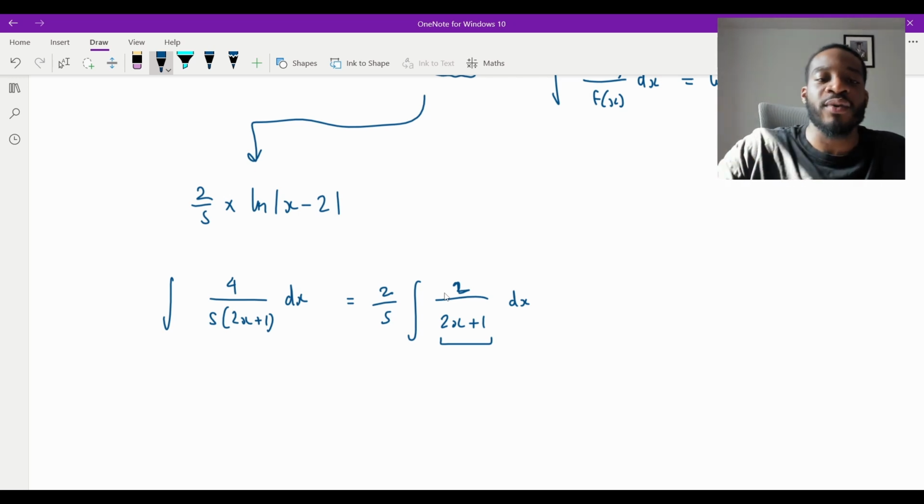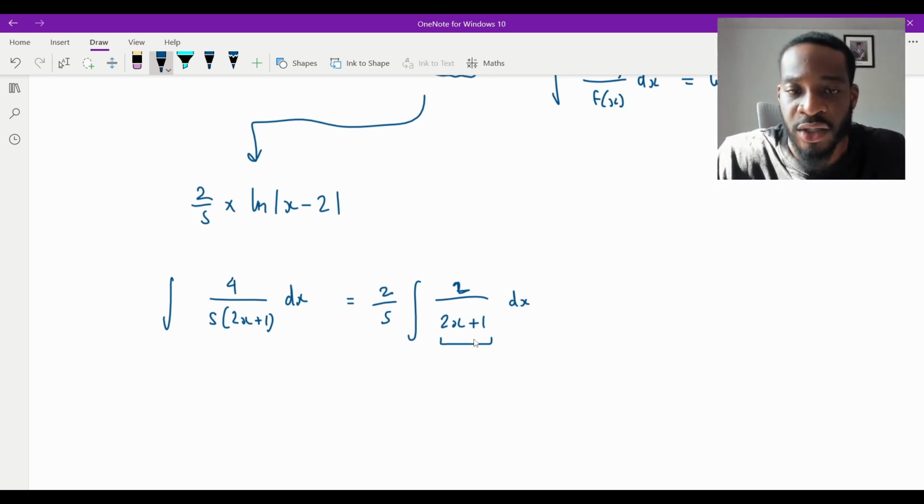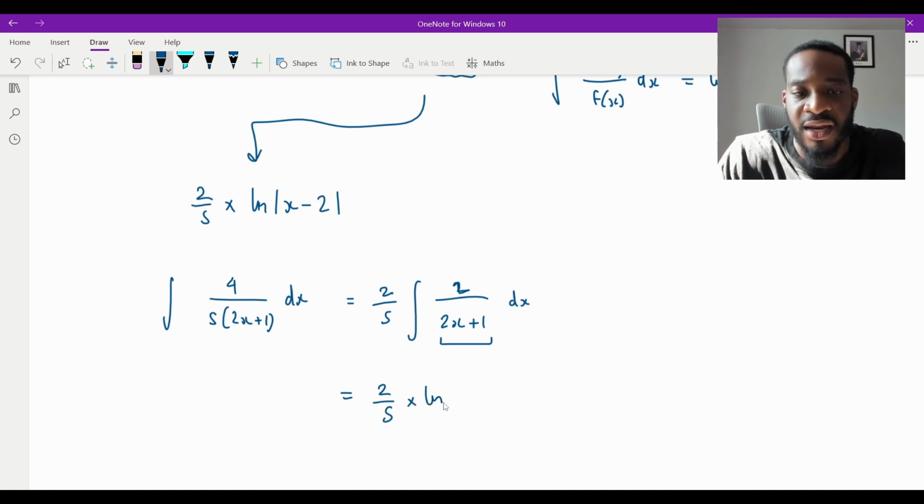The reason why I'm leaving the 2 inside is because when I differentiate the denominator, 2x plus 1, I get 2, and that is the exact numerator now. So I can just say straight away that this is going to be 2/5, multiplied by the ln of 2x plus 1. So that one's done. Fantastic.